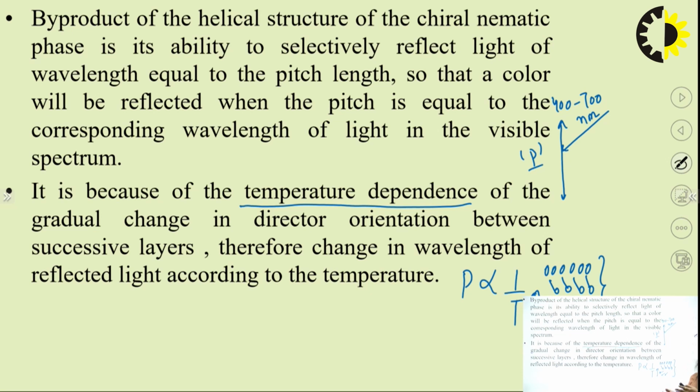The size of one layer, the interlayer distance, gets less by increasing the temperature, because the molecules are moving very fast. So if we raise the temperature, pitch length decreases. So it is very useful in detecting the rise in temperature over places. Wherever the temperature phenomenon is there, we can use chiral nematic liquid crystals.